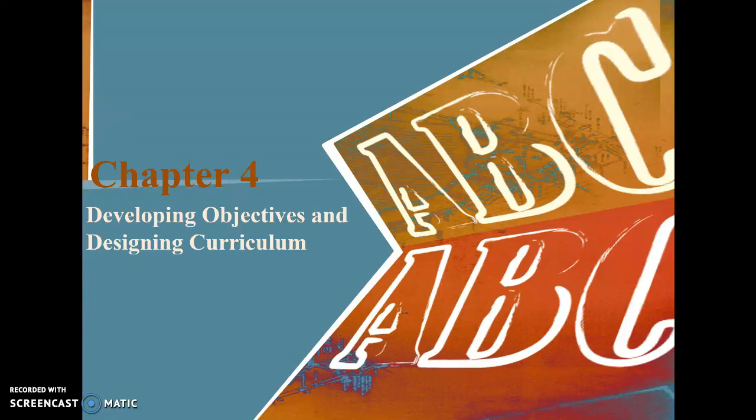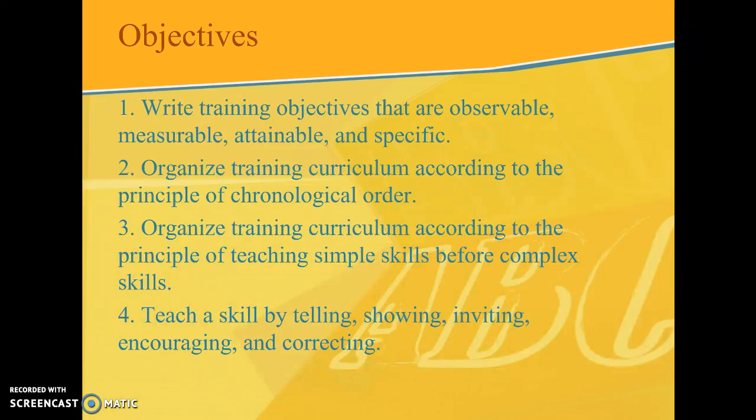Chapter 4 looks at developing objectives and designing a curriculum. In this chapter, we have 4 objectives. The first is to learn how to write training objectives that are observable, measurable, attainable, as well as specific. The second objective is to organize training curriculum according to the principle of chronological order.